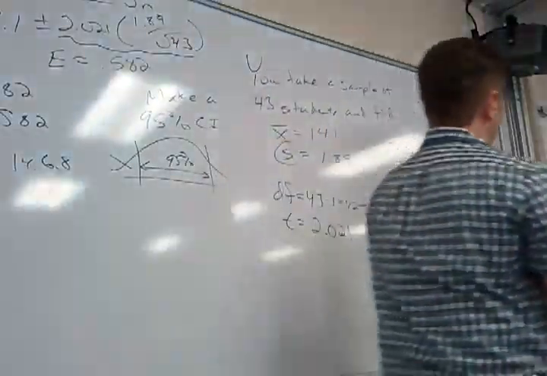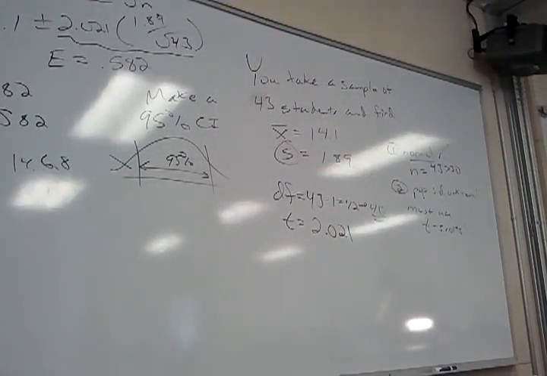Let me give you guys one to try on your own. Take a sample of 37 trout and find the average length of 20 inches, standard deviation of 2.15 inches. How are we doing so far?